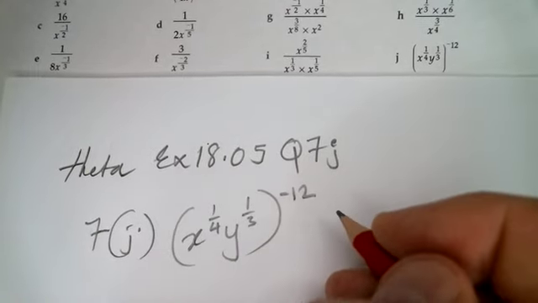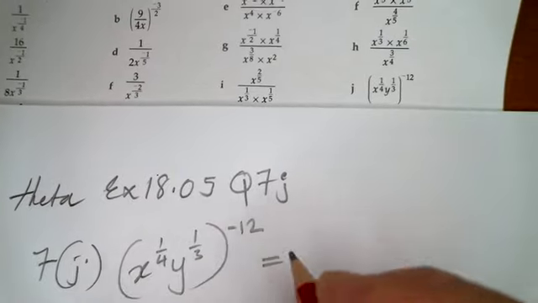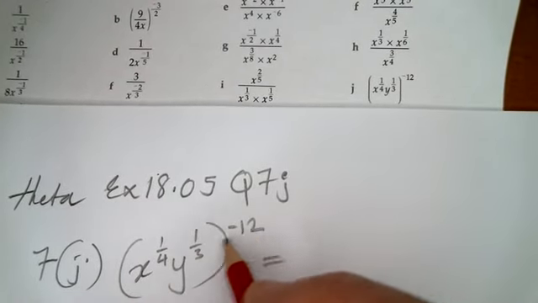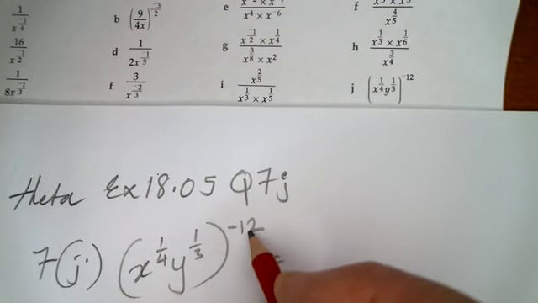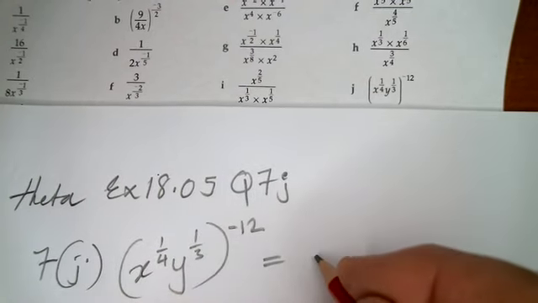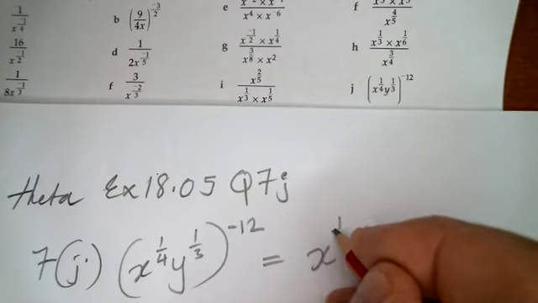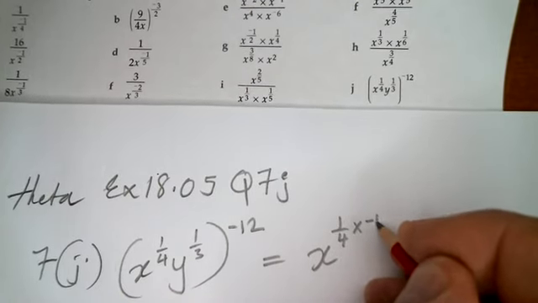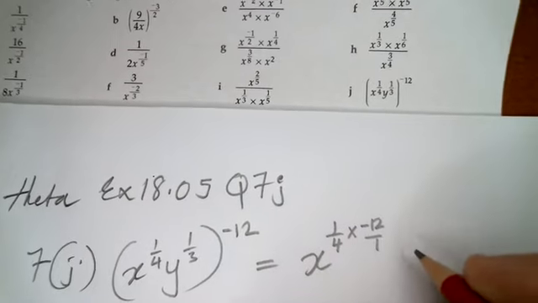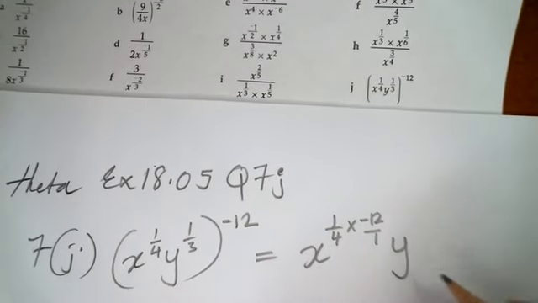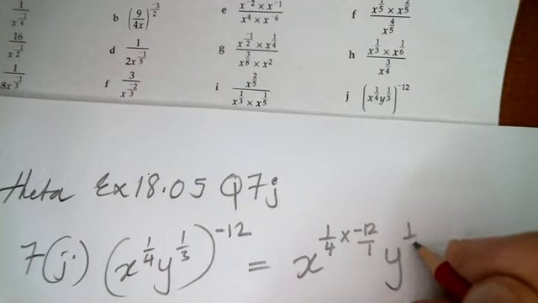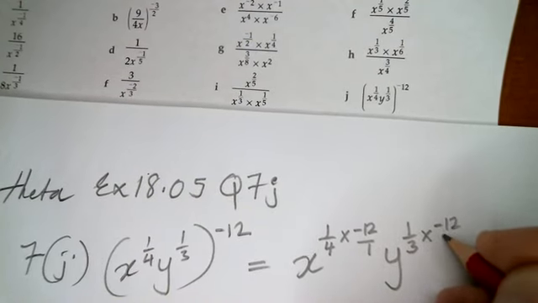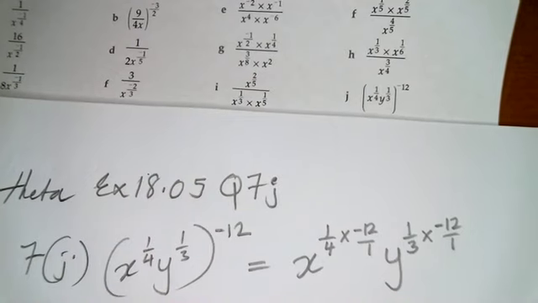So now what I'm going to do is restate this, but this time I'm going to multiply everything by negative 12, and I'm going to take away the bracket. So I've got x to the 1/4 times negative 12, and this time I'm just going to put it as negative 12 over 1. And then I'm going to have y to the power of 1/3 times negative 12 over 1. And that's all we're doing.